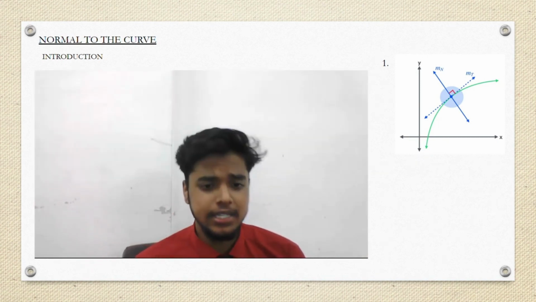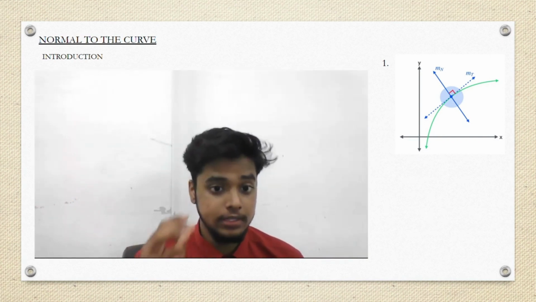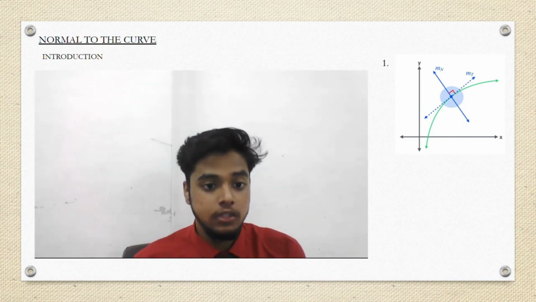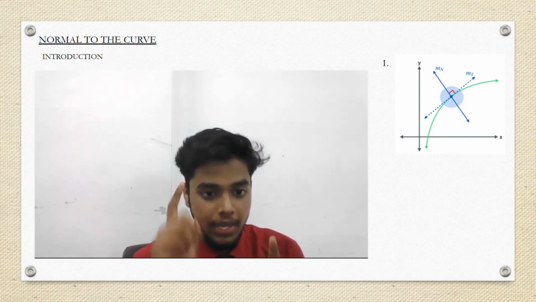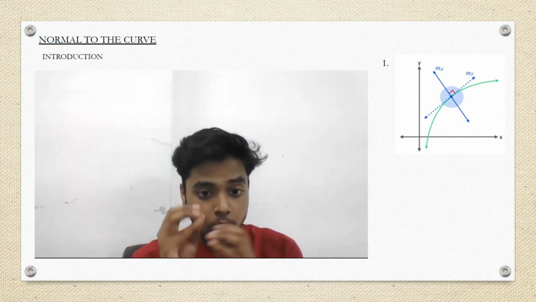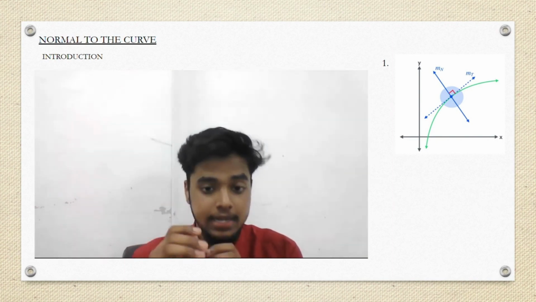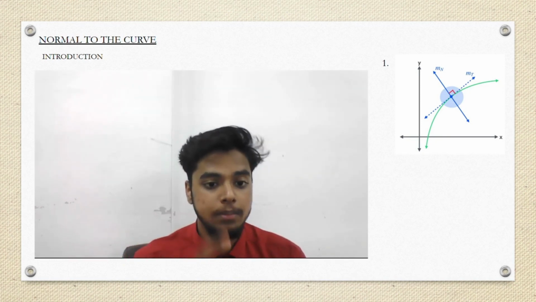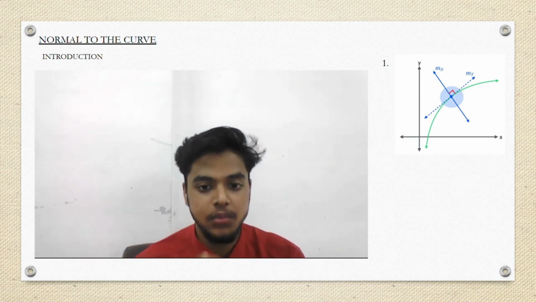If you have a tangent to the curve at this point T, the normal to the curve at this point is the line that is perpendicular, so it is at right angles to the tangent. Now to find the equation of the normal to the curve, again it uses the equation of the line formula. The point will be the same, but the gradient needs a little tweak.